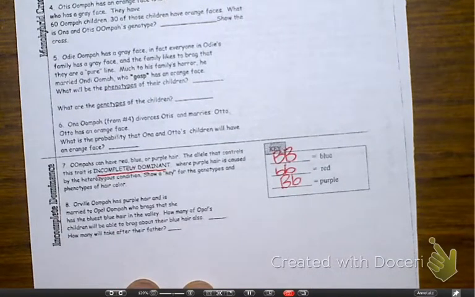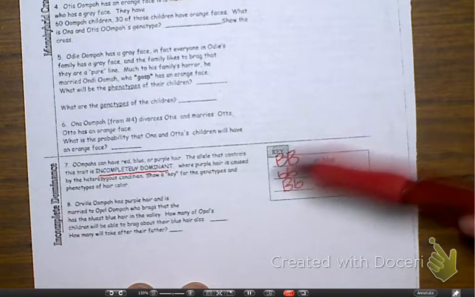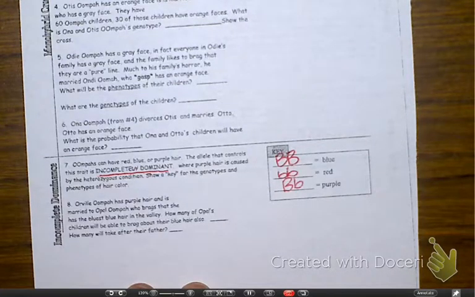So usually you see different letters in codominance, but I'll be honest with you, either way that you work this, if you did two different letters or if you did it this way, you'll still get the same answers in the same proportion. So it's really okay either way you do it.